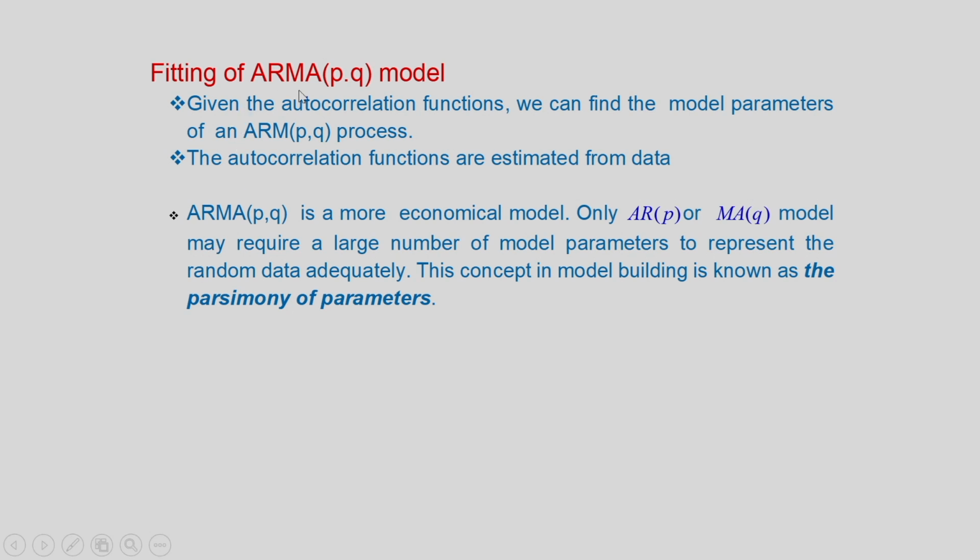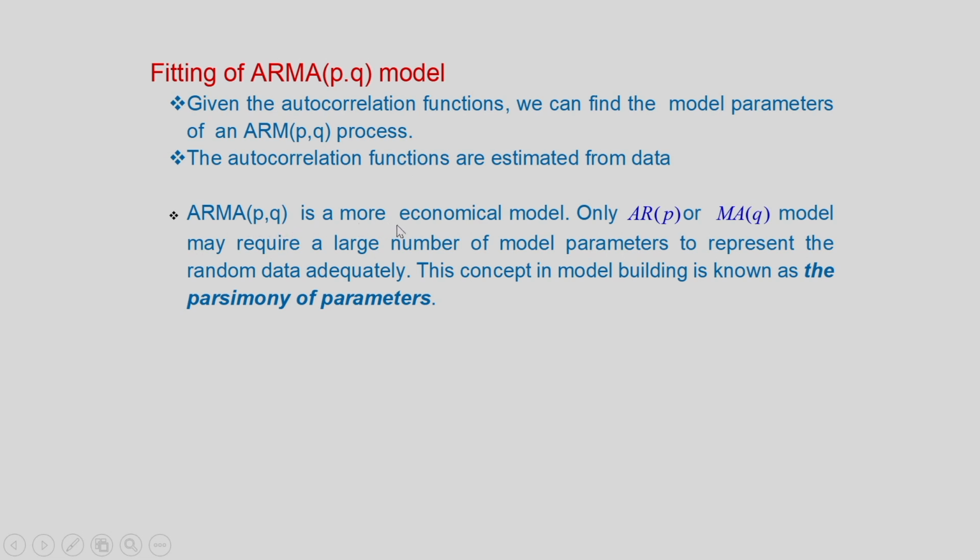How to fit an ARMA(p,q) model? Given the autocorrelation functions, we can find the model parameters of an ARMA(p,q) process. Because of the relationship between the autocorrelation functions and the model parameters, we can find out the model parameters. Generally, autocorrelation functions will be estimated from the data, and those autocorrelation functions are used to estimate the model parameters.